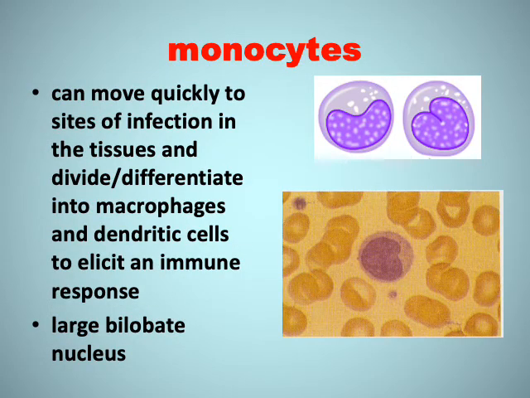As for monocytes, they can move quickly to sites of infection in the tissues and divide or differentiate into macrophages and dendritic cells to elicit an immune response. Large bilobated nucleus.